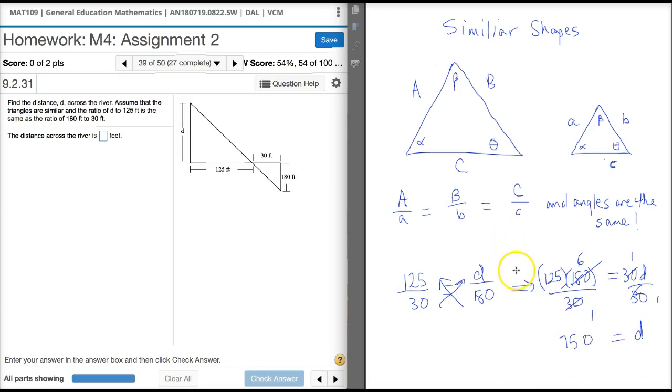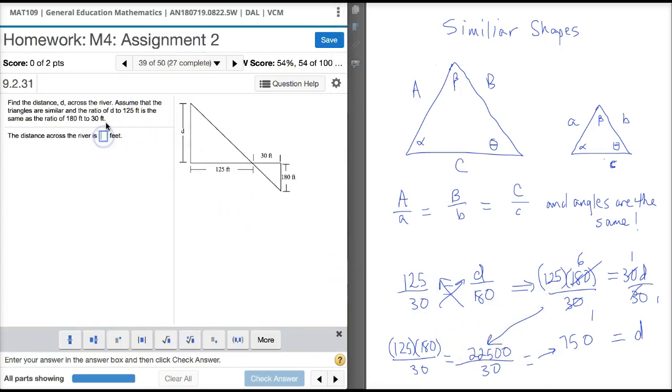Okay. If you don't like doing it the way that I just did, then of course you can just say 125 times 180, that is just 22,500. And if you divide that by 30, we still should get 750. So regardless of how you want to do it, it'll still end up being the same. So right here, this will be 750.